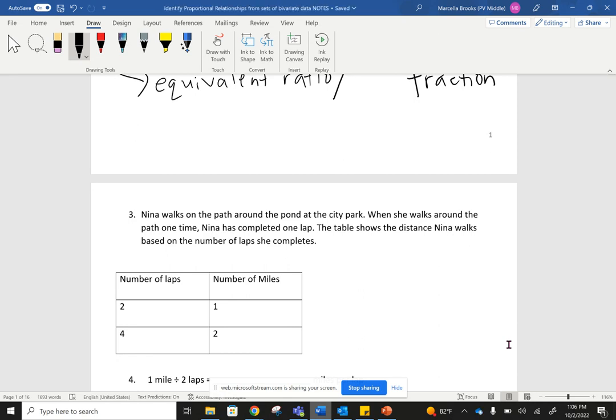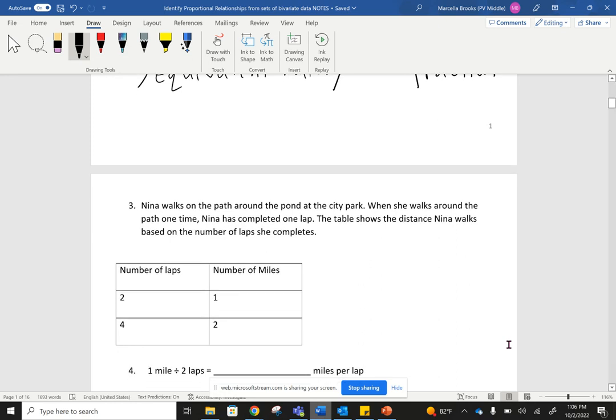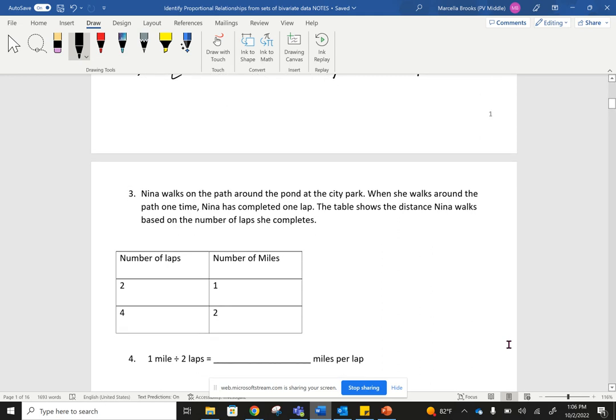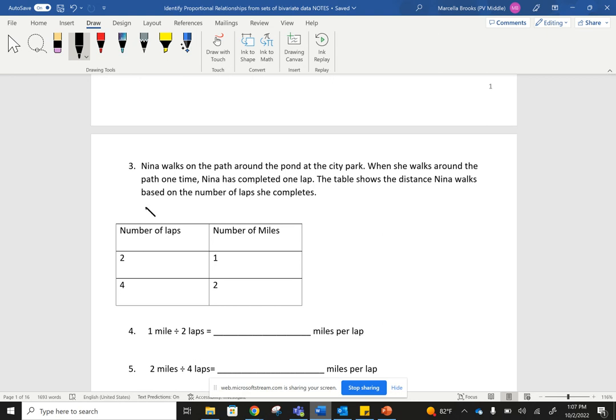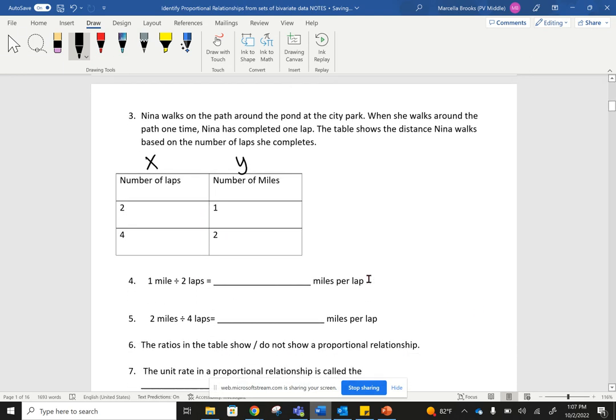Nina walks on a path around the pond at the city park. When she walks around the path 1 time, she has completed 1 lap. The table shows the distance Nina walks based on the number of laps she completes. So here we go. We're always going to label X and Y. 2 laps is 1 mile. 4 laps is 2 miles.